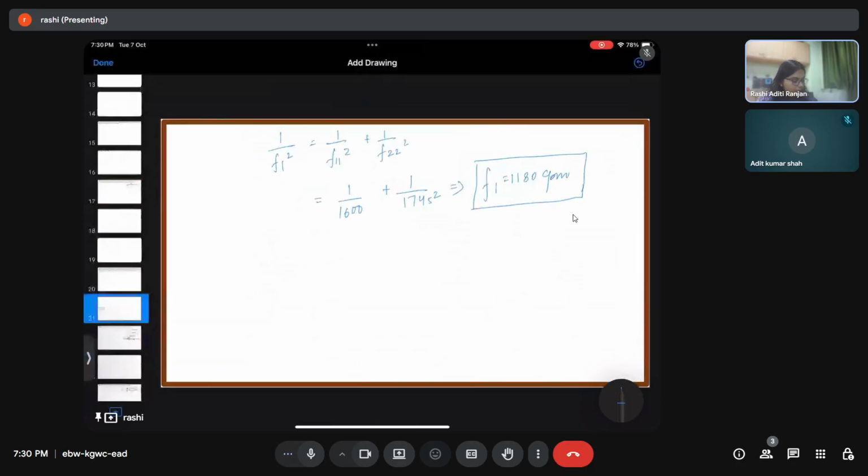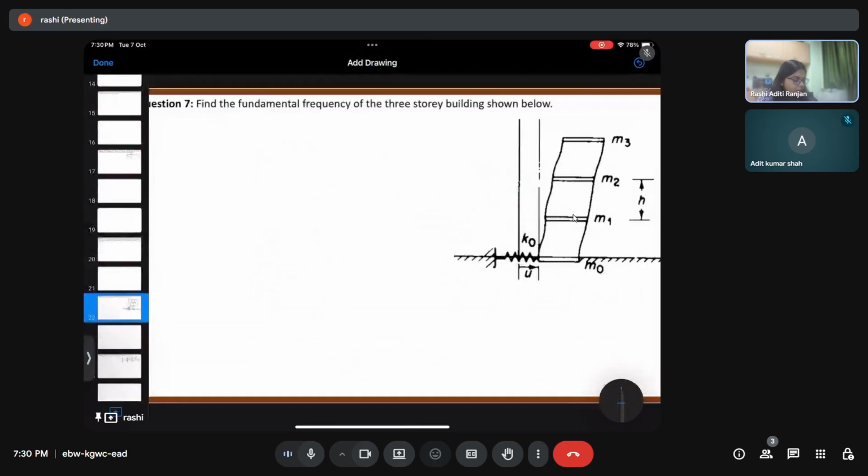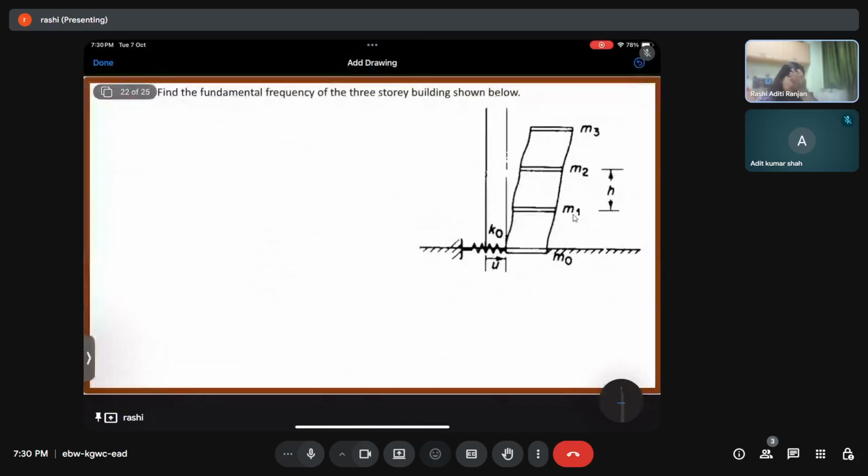Okay, now coming on to question number 7. We have a structural system which is shown over here. We have three masses m1, m2 and m3, and then there is another mass m0 at the base, but this m0 is actually movable because you can see that it is attached to the reference with a spring of stiffness k0. So that is why it can move, and because of that there is a movement of m2 and m3 as well, right? We are going to find out the fundamental frequency of the three-story building.